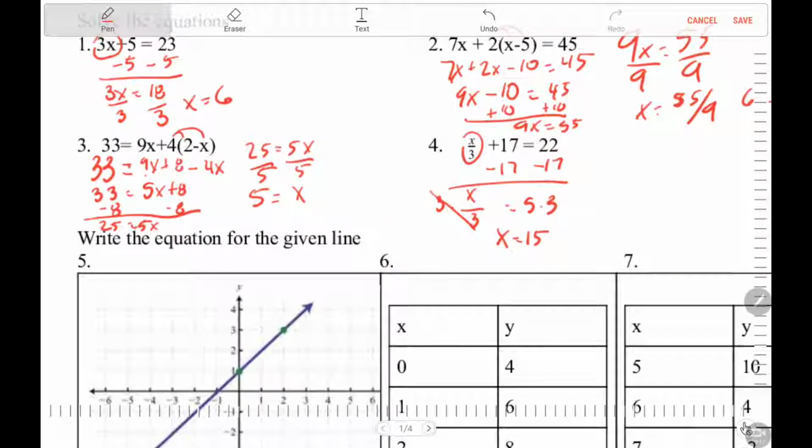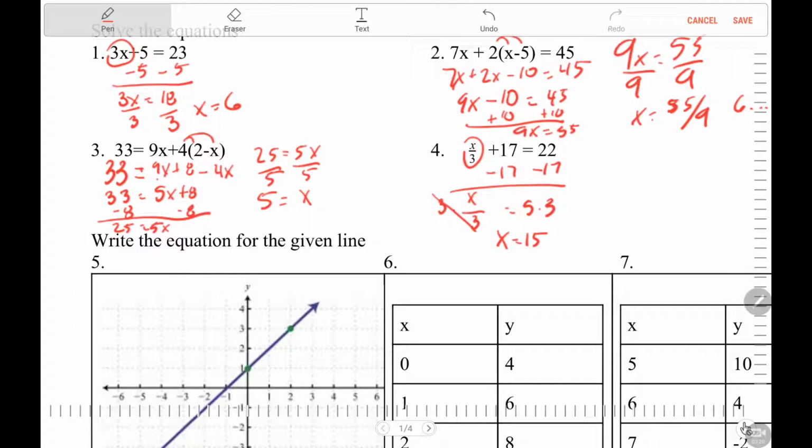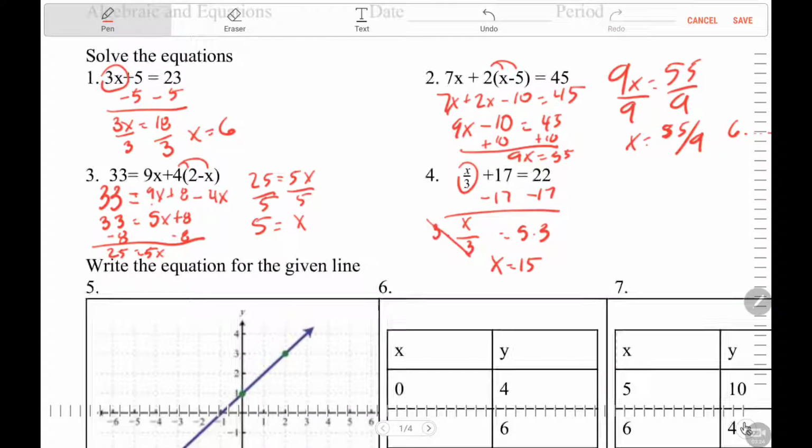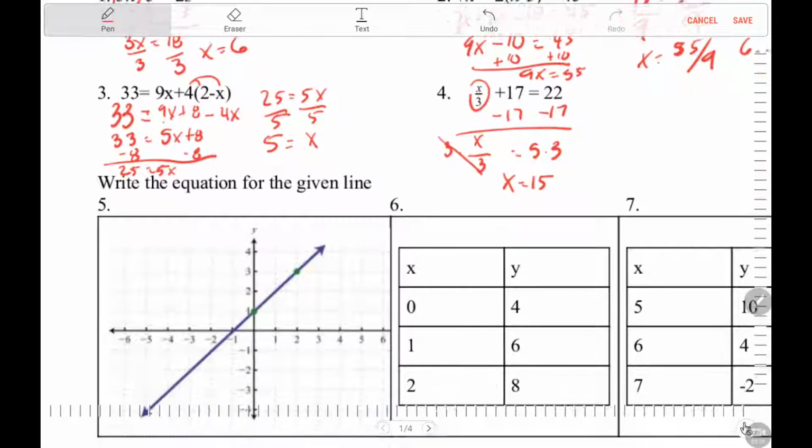That's it. Solving equations is pretty much all you need to know. Just get your variable by itself and solve. And if you want to check your work, just plug everything in and see if it works out.